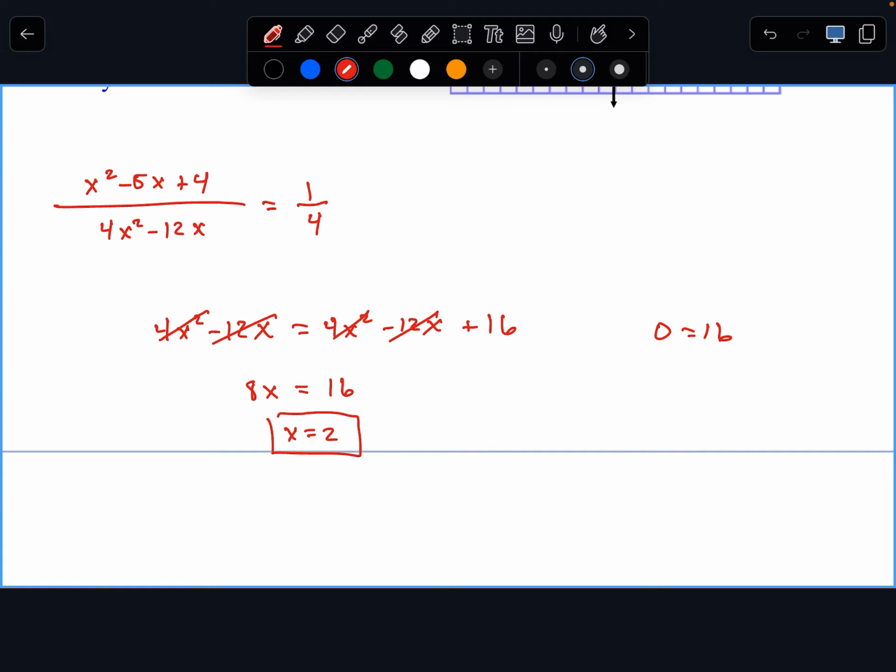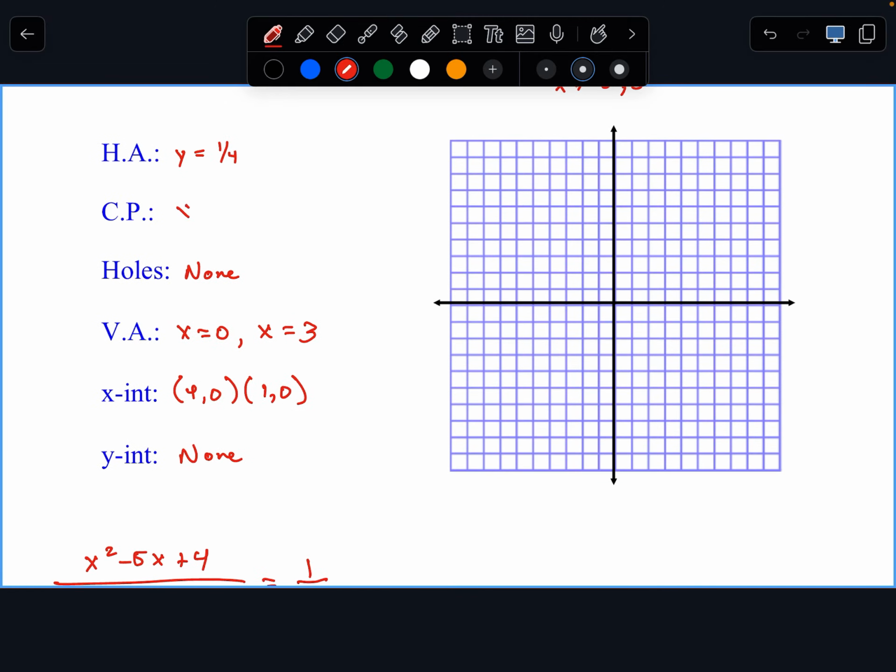Let's graph it all. Let's put everything we have. Cross point at x equals 2. All right, horizontal asymptote, y equals 1/4. We'll approximate where that is. Vertical asymptote at x equals 0 and x equals 3. Cross point we said is at 2. Remember what a cross point is? That's where it crosses the horizontal asymptote.